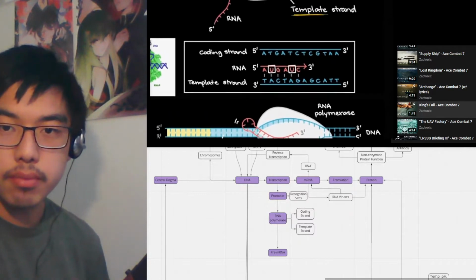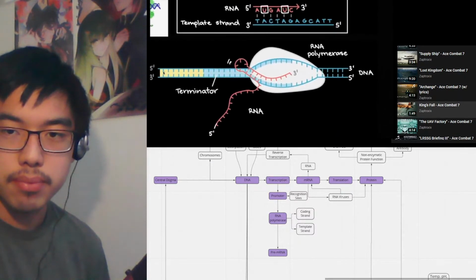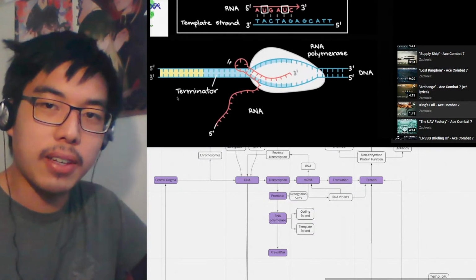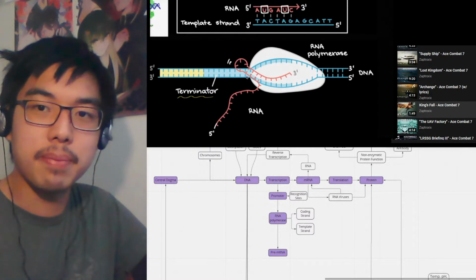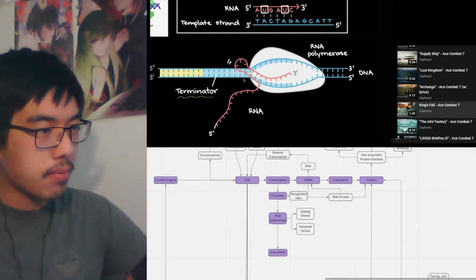So the next thing you have to think about is that we are extending the RNA. Well, when does this thing actually stop? It stops once this RNA polymerase keeps going and reaches what we've labeled a terminator. Amazing. And there are multiple ways that signal to the RNA polymerase that, hey, it's time to stop.